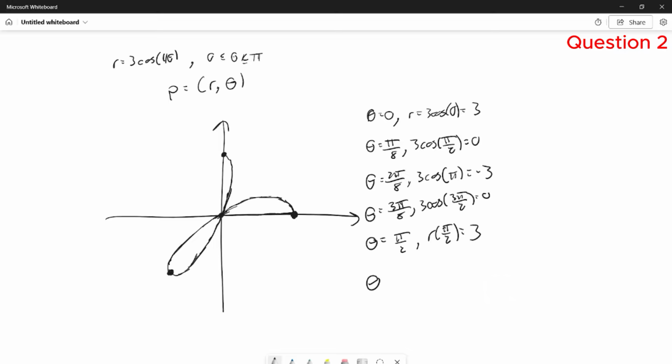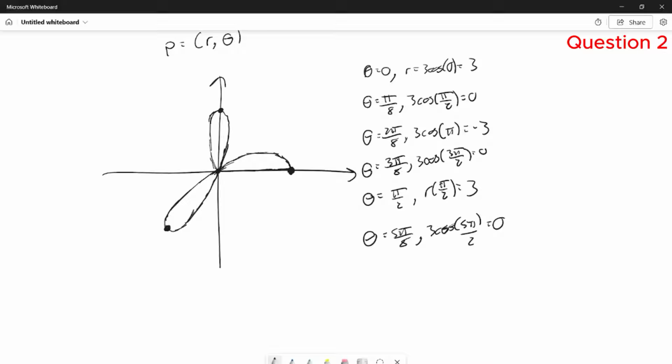Then that'd be 5 pi over 8. That would be 3 cosine of 5 pi over 2, and that would be 0. So we go back to the origin again. And you may start to see the pattern here. Our rose curve actually starts to come out a little bit.